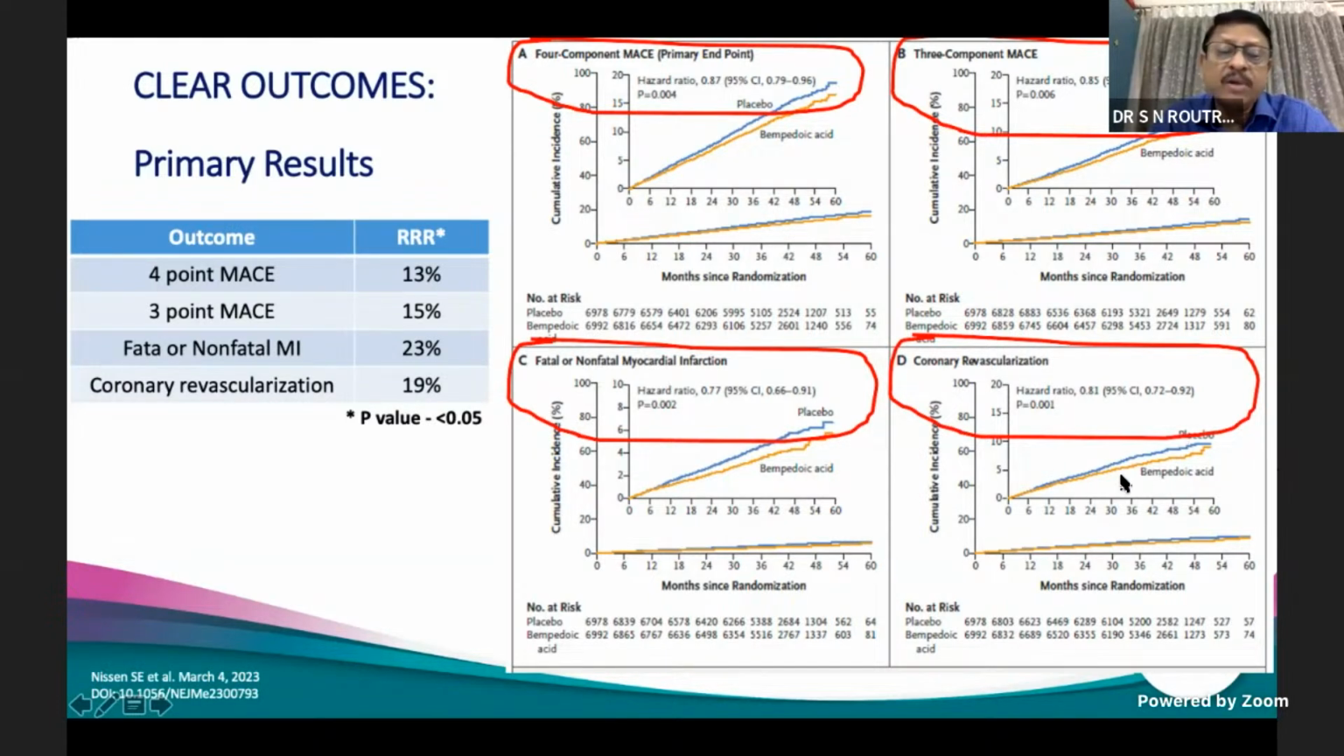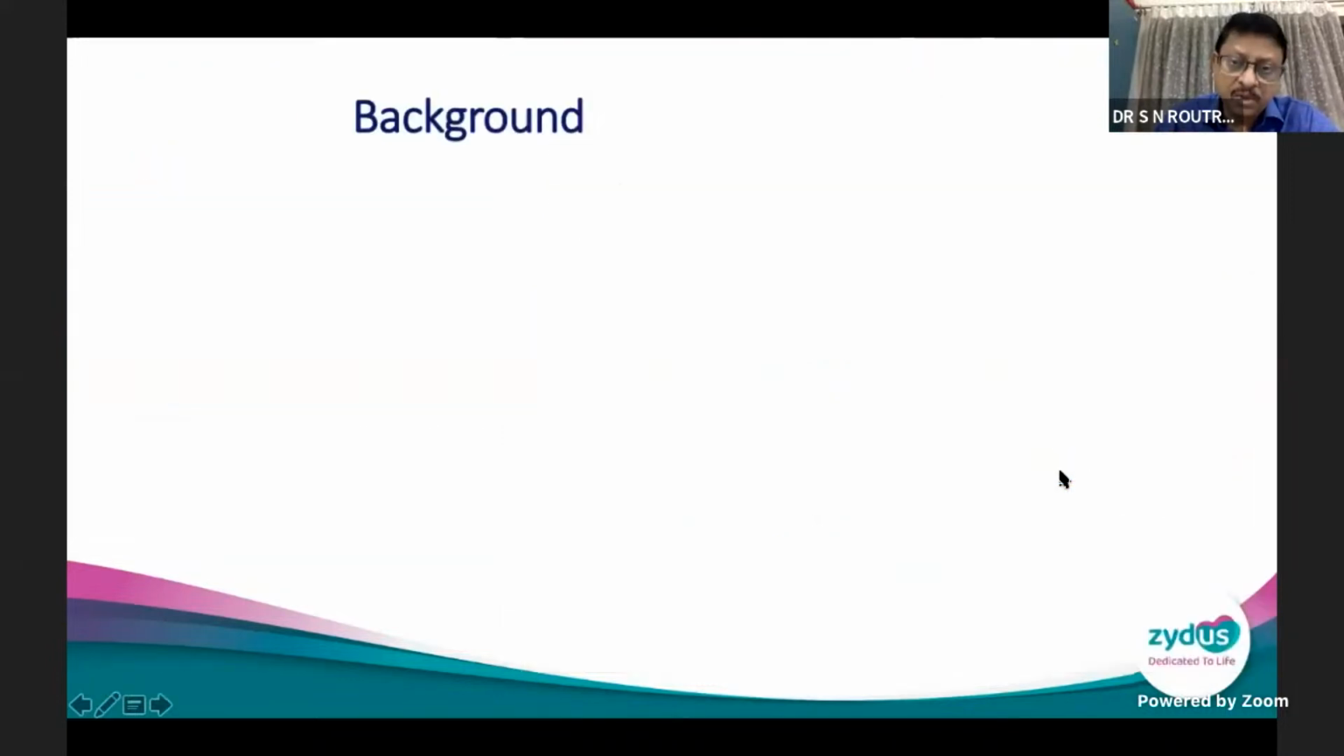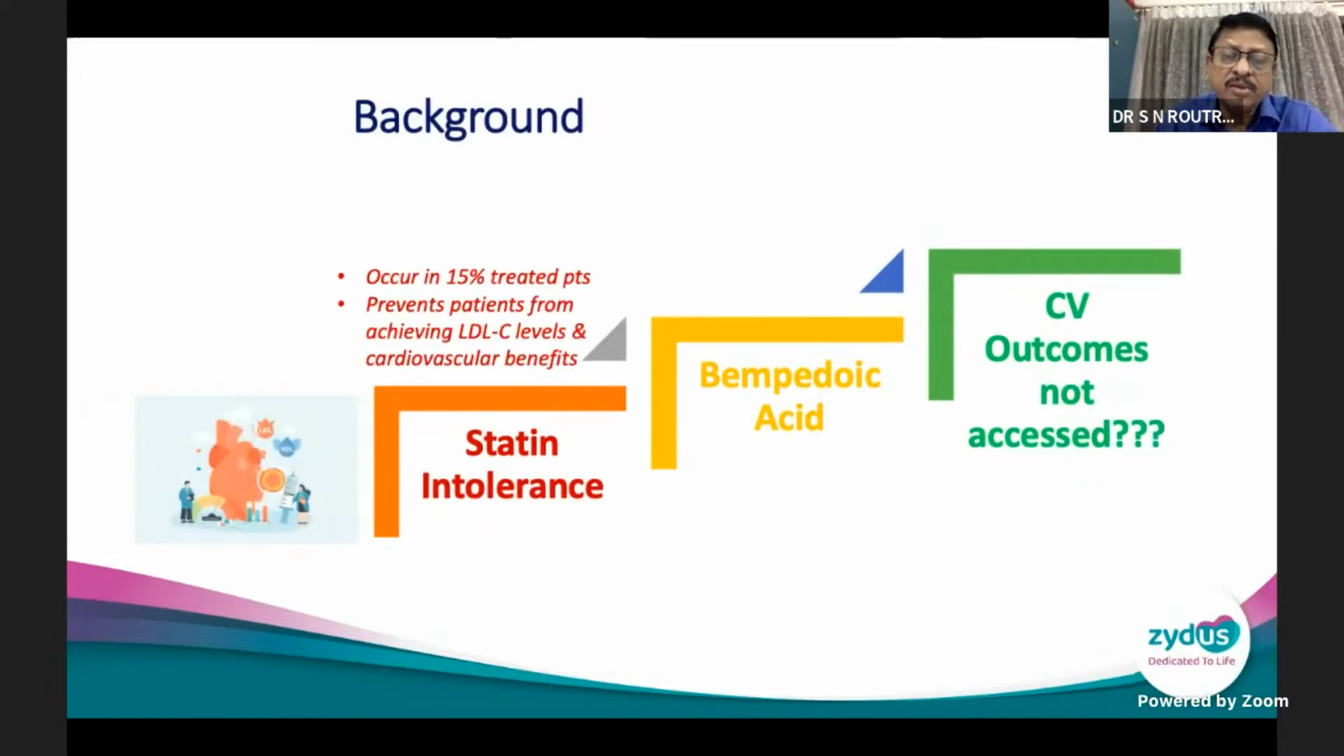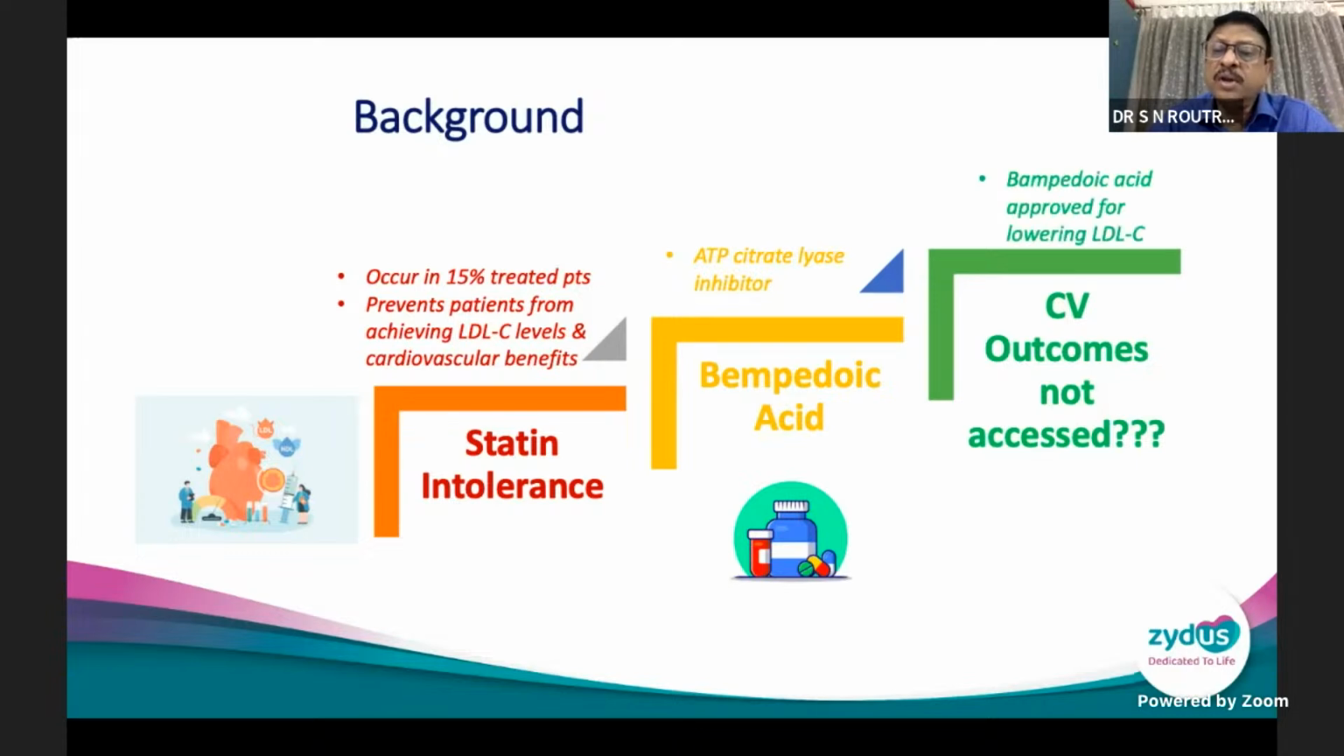And coronary revascularization around 19% relative risk reduction. In this study, the patients included were statin intolerant. Bempedoic acid was used, and it has been found that about 10 to 15% of patients treated with statin do not tolerate statin, which prevents them from achieving LDL goals and cardiovascular benefits. Bempedoic acid was used at 180 milligrams per day, and the cardiovascular outcome of this lipid-lowering agent was assessed.